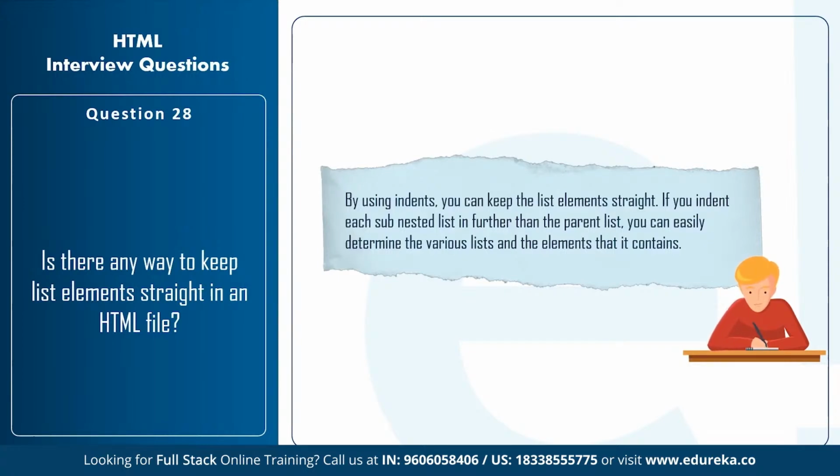So if you indent each sub-nested list further than the parent list, you can easily determine the various lists and also the elements that it contains. So this is one way through which you can always keep your list elements straight in the HTML file.